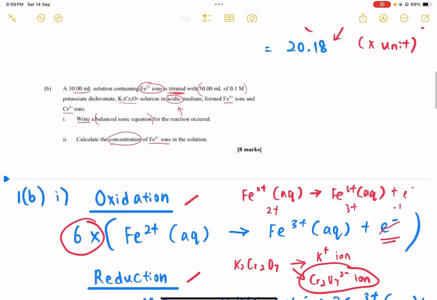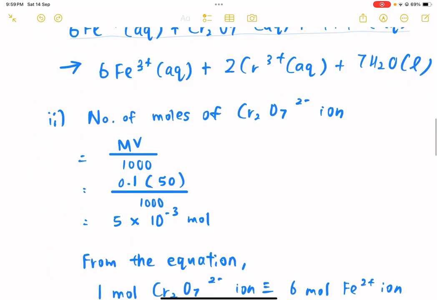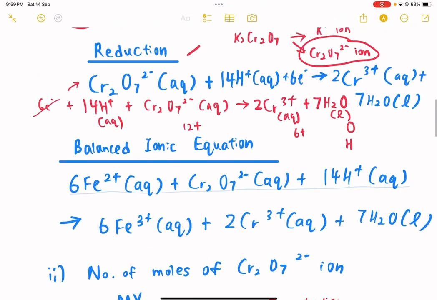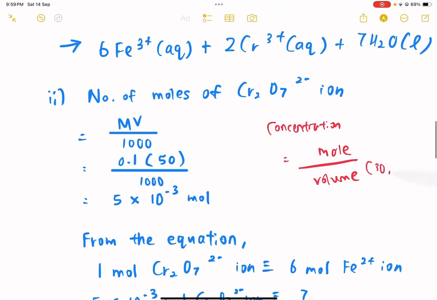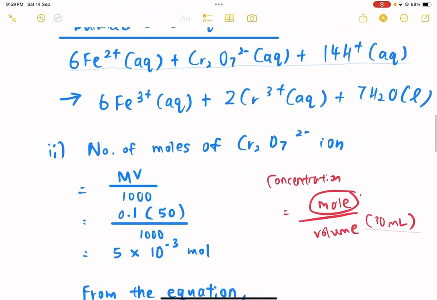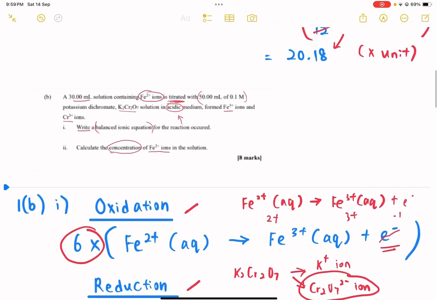For the second question, we have to find the concentration of Fe2+ ions in the solution. As we know, concentration equals mole divided by volume. From the question, the volume is initially given, which is 30 ml. So now we lack the information of the mole. In order to find the mole, we have to first find the mole for the Cr2O7 2- from the solution of K2Cr2O7.